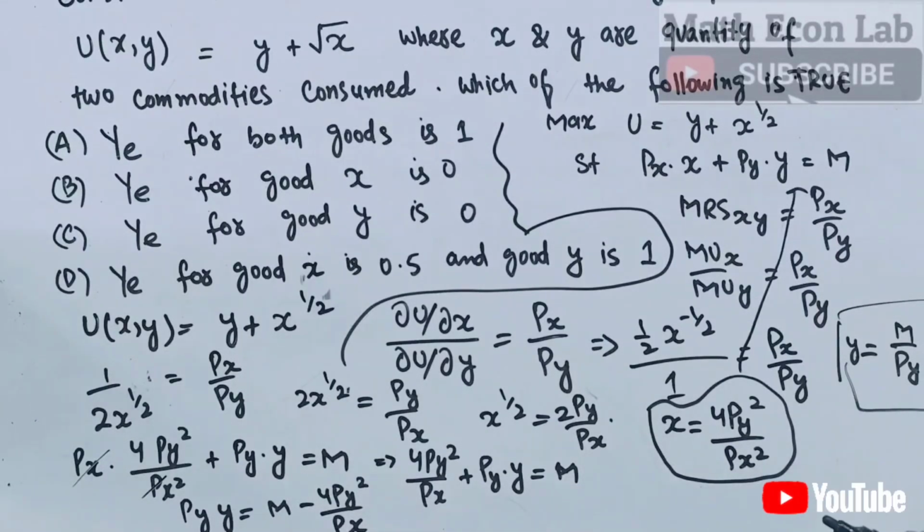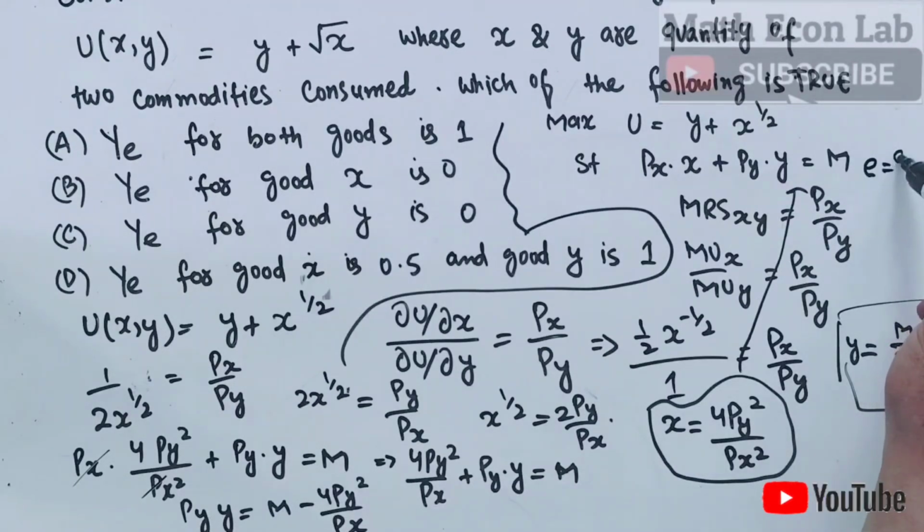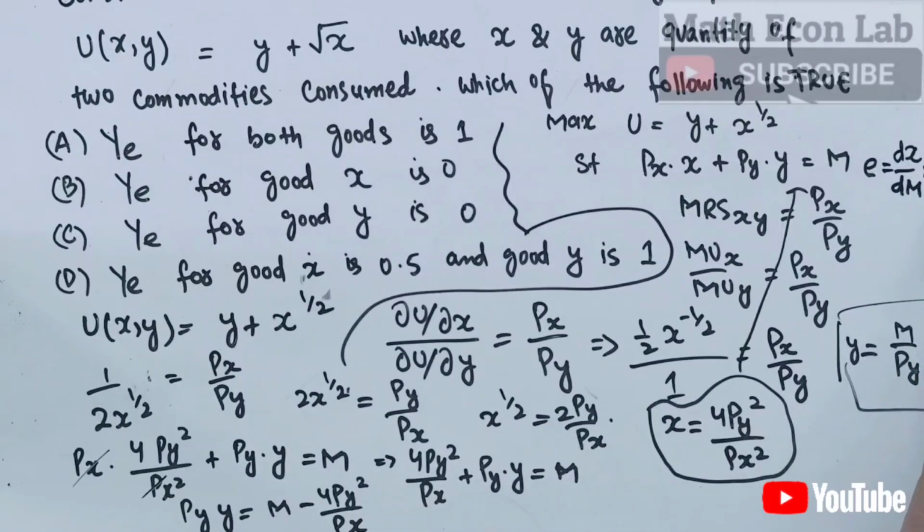So what is the elasticity of demand formula for good X? So elasticity of demand is the change in the consumption of good X due to the change in the income times income upon X. Okay.